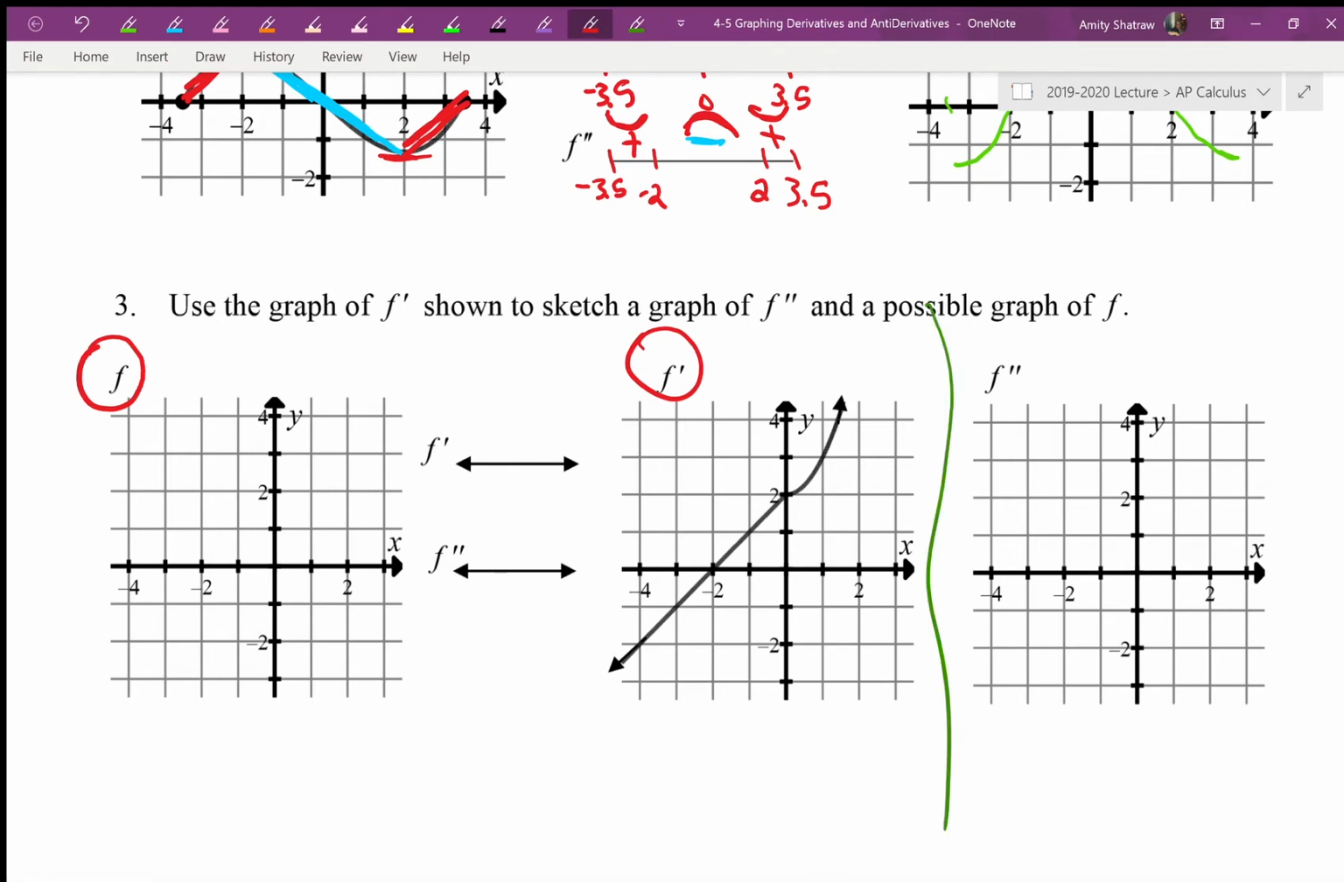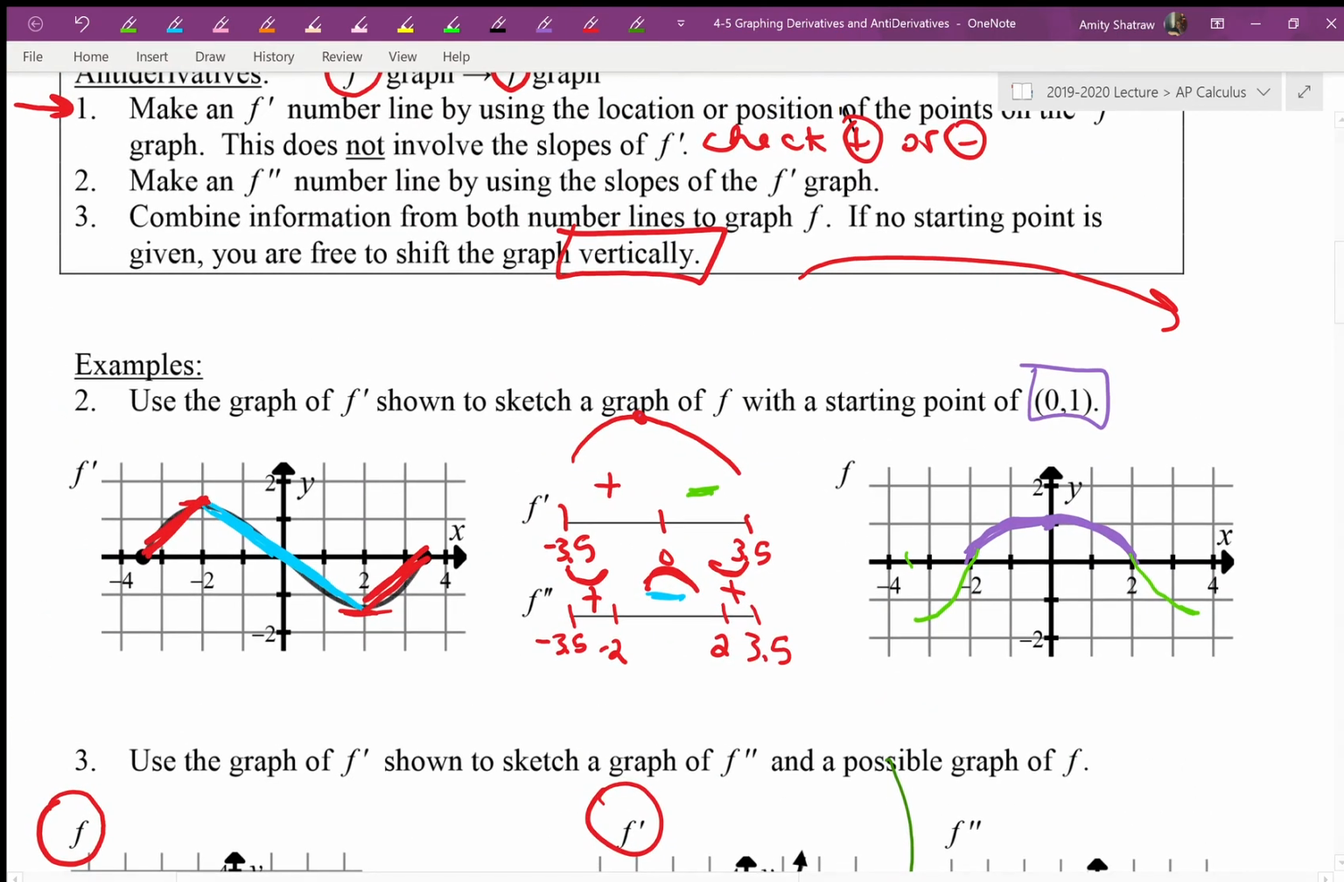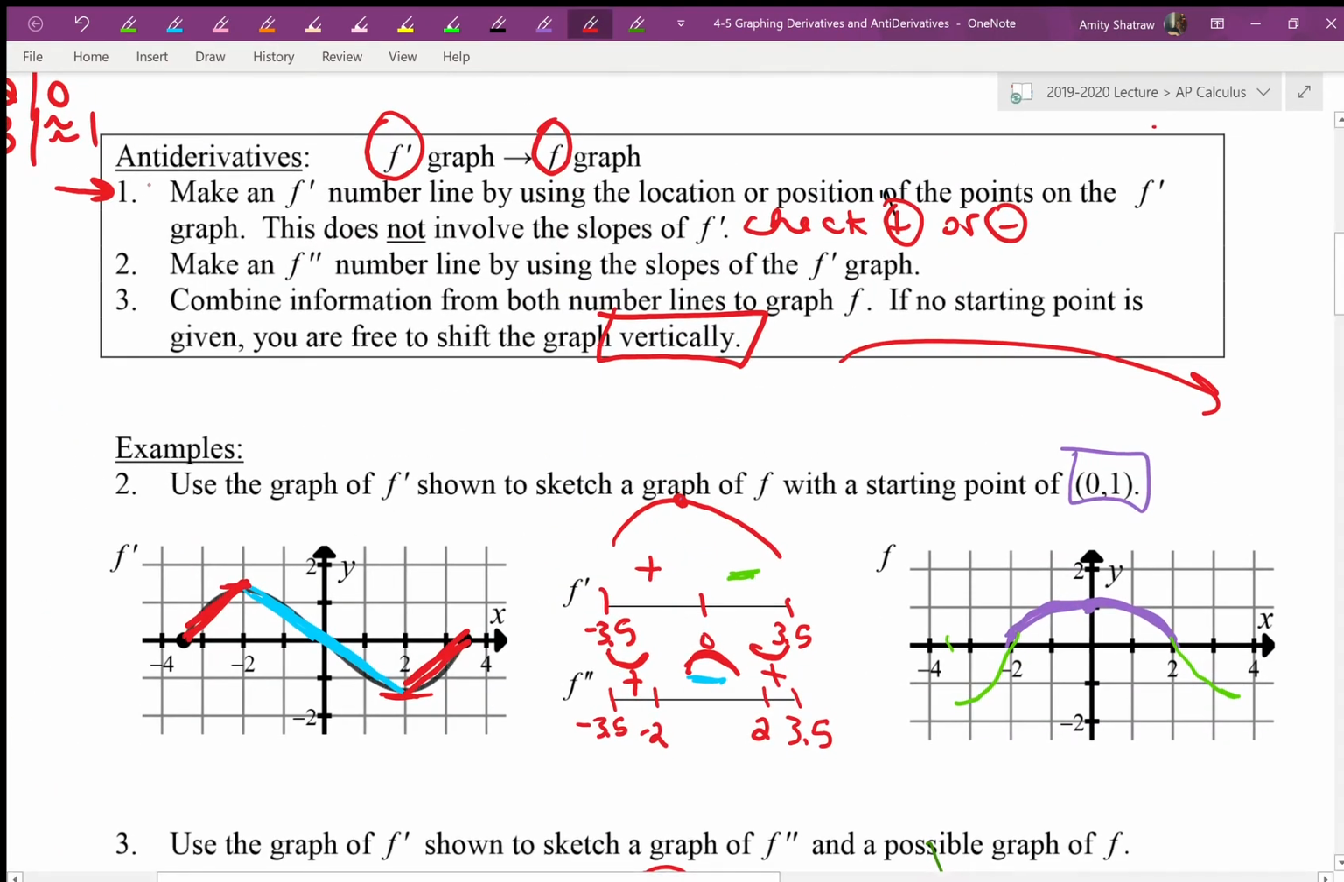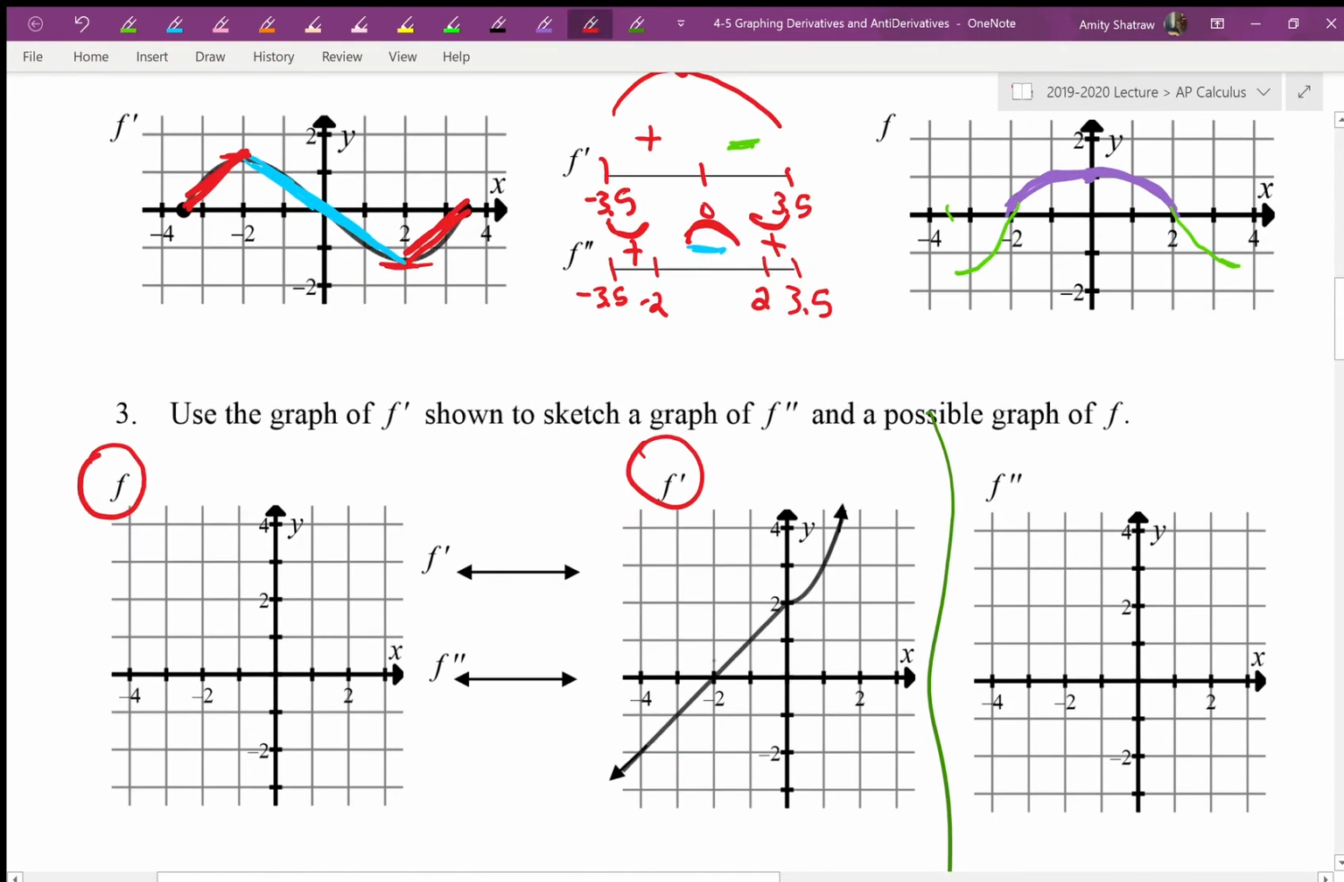Now, the red one, I'm trying to do it exactly the way that I did up here, which is to make my f prime number line, check to see whether or not the function is positive or negative. So I see that the function is positive here, and I see that it is negative here. And so I want to say that exactly at -2, it looks like it's equal to 0. And so that's my possible critical number. And here I've got a positive, and here I've got a negative. And so if my slope is negative and then it goes positive, that is probably a minimum.